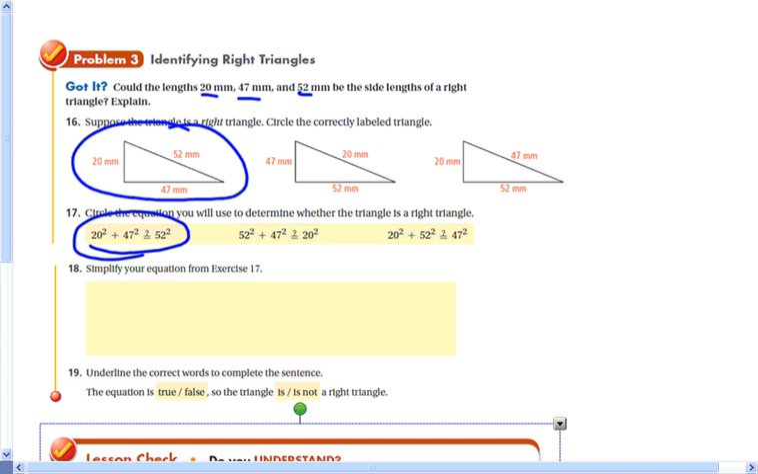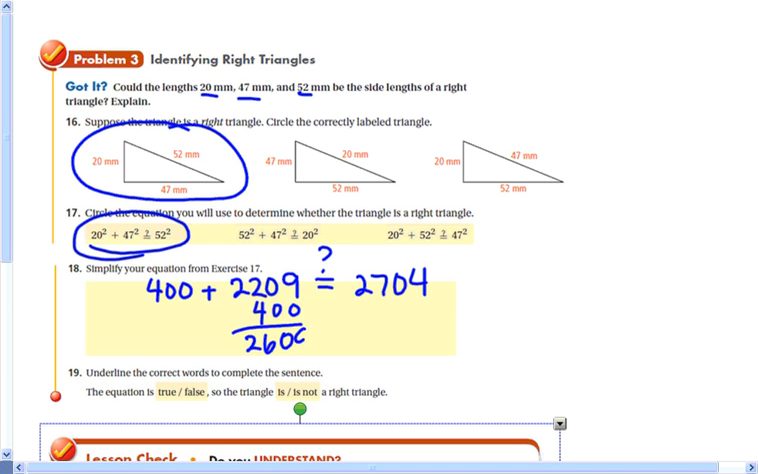20 squared is 400. 47 squared is 2209. And 52 squared is 2,704. So are these equal? Let's just add 400 here, and then we get 2609. So we're going to say, no, they're not equal. So the equation is false, not a right triangle.